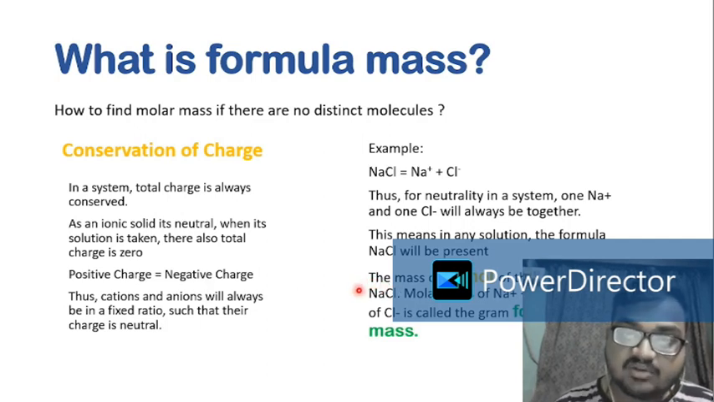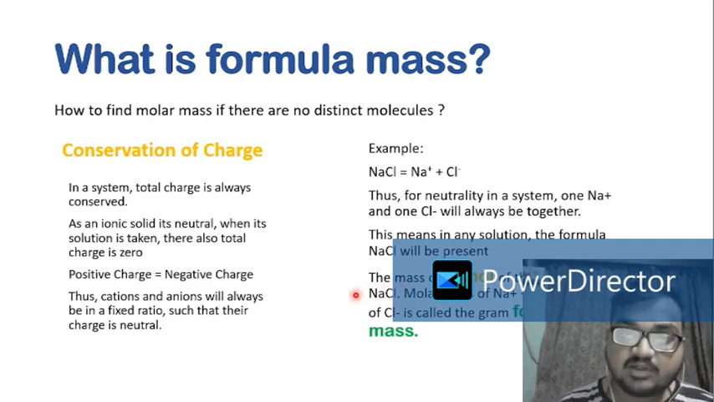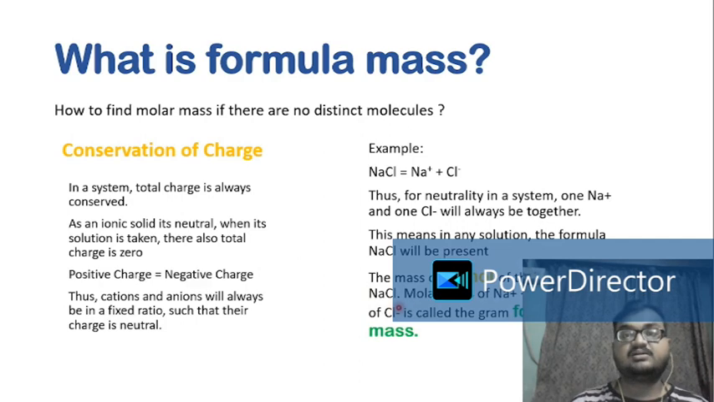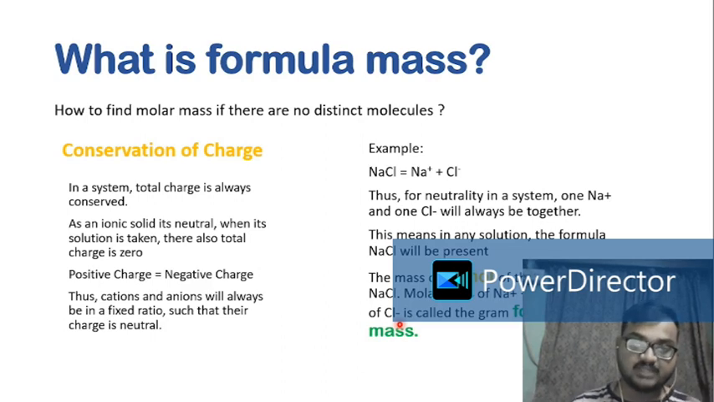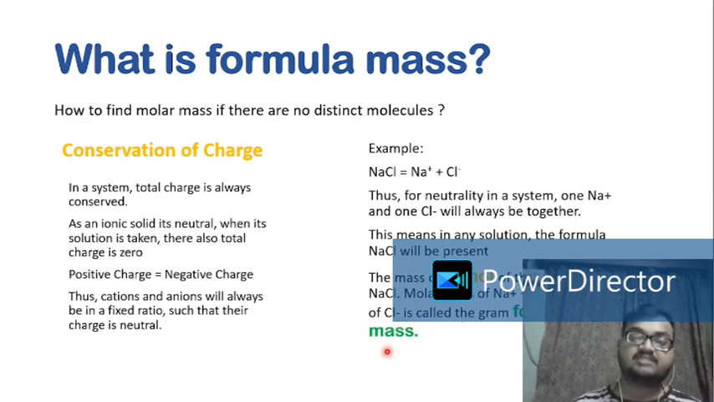So this NaCl, although it is not actually a distinct molecule, we can consider this formula as a unit. So the molar mass of Na plus and the molar mass of Cl minus will in any case give the mass of 1 mole of NaCl. So we call it gram formula mass and not molecular mass, because no molecules are present here.